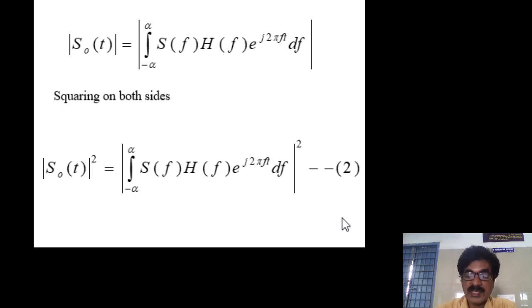Now let us see the denominator. The denominator is capital N, the mean noise power, right?